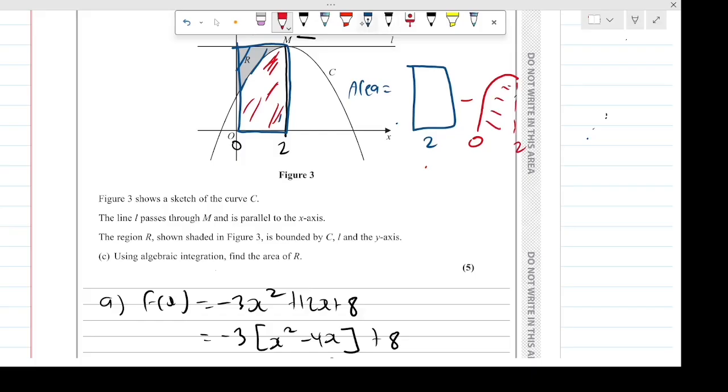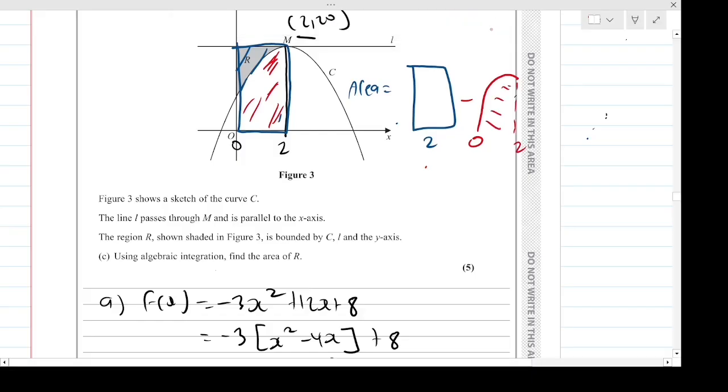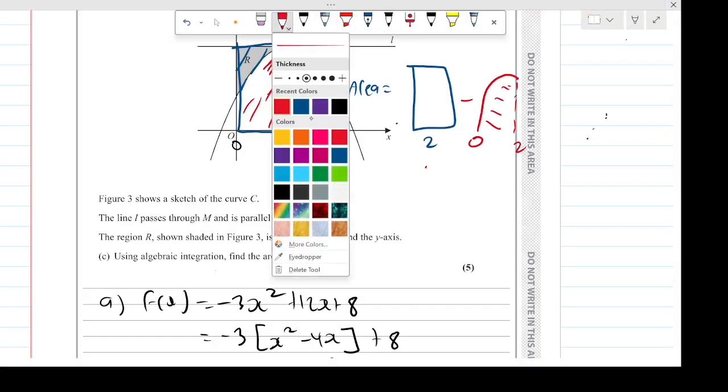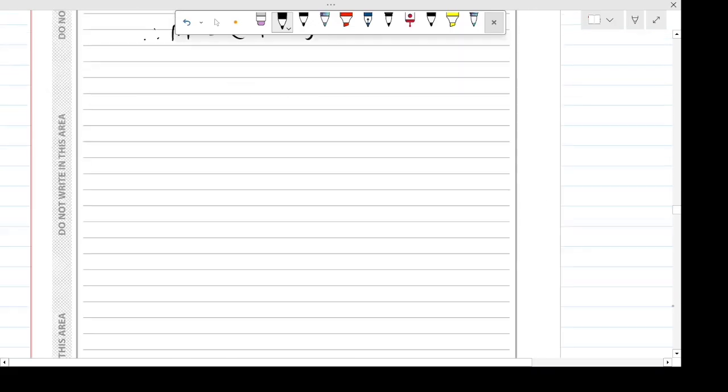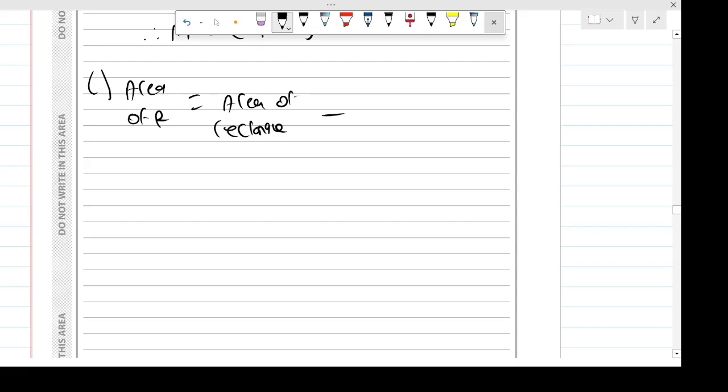Right? So what essentially I've got here, to find the region R, is that I essentially split it up into two different areas, where the area of the rectangle here in blue takes over the area under the curve. So the area of R is the area of the rectangle take away the area under the curve.